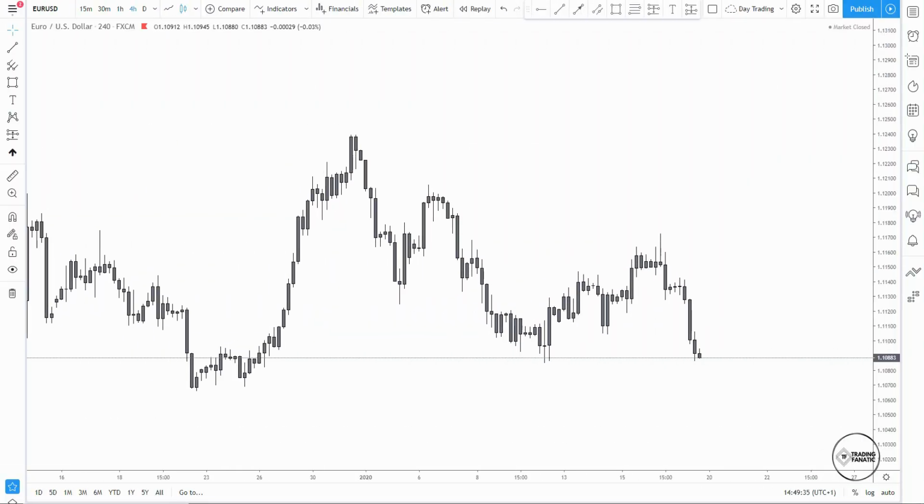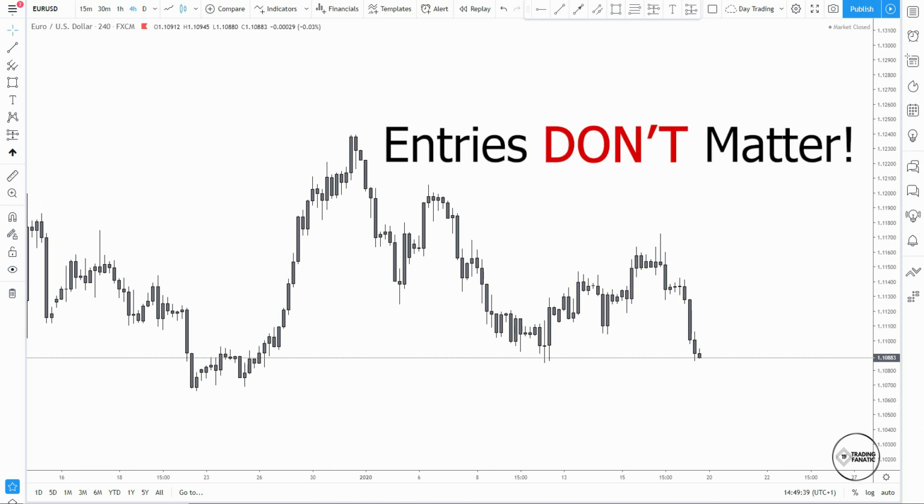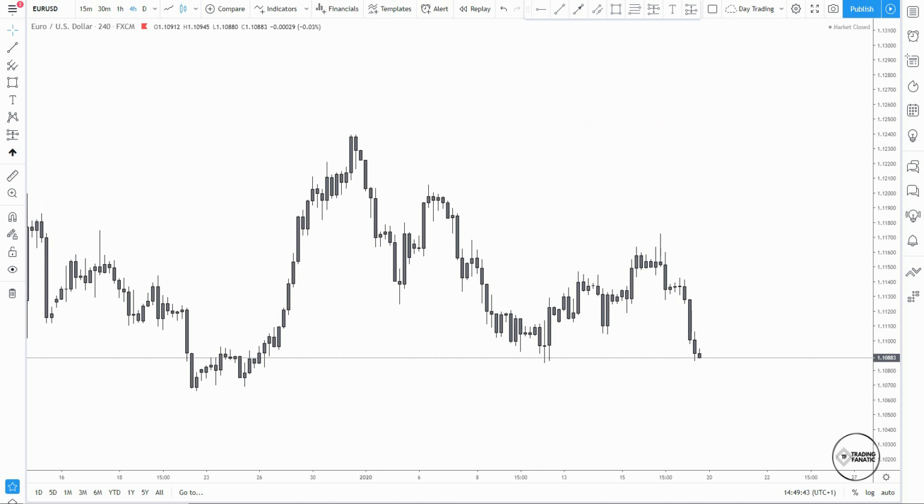Alright, so before we start, I just want to mention something to you guys. Entries don't matter. And you're puzzled now, but yeah, indeed, entries don't matter. So I'm gonna be showing you right now why all of the traders try to get those sniper entries in order to look good or something like this.